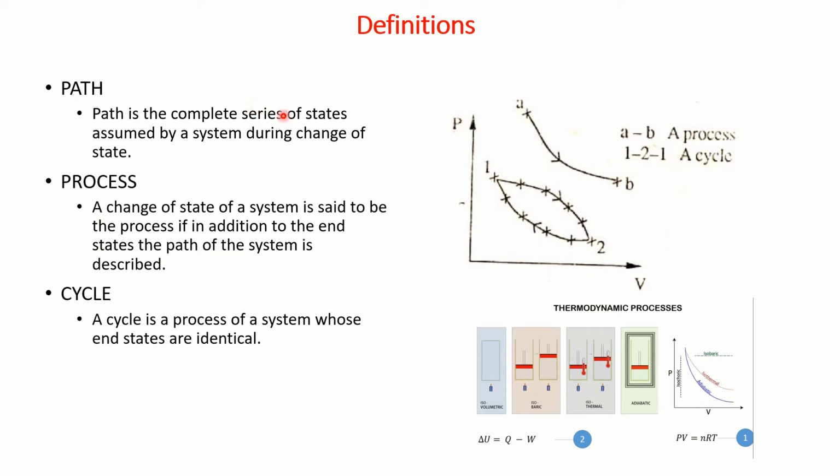Path is a complete series of states. Look here, while going from one state to another state, state 1, maybe it is 1 dash, 1 double dash, 1 triple dash, and so on, and finally it becomes the final state. So from one state to another state, this series of intermediate states will be there. Mark all these states and join these points. That's what you will get as the path.